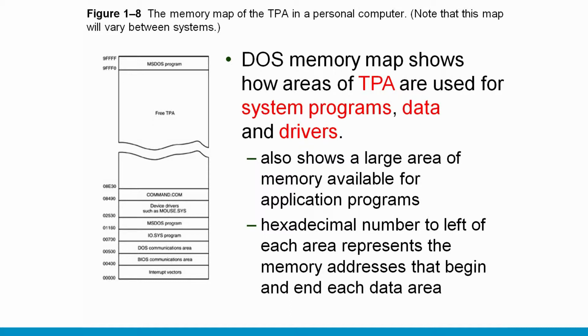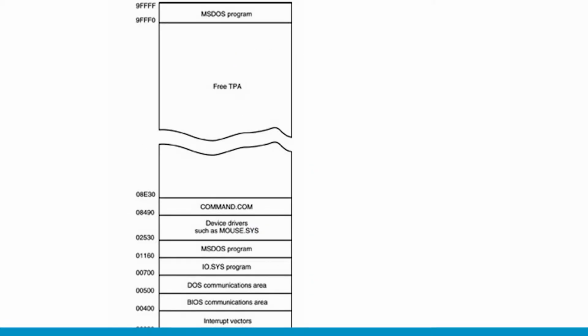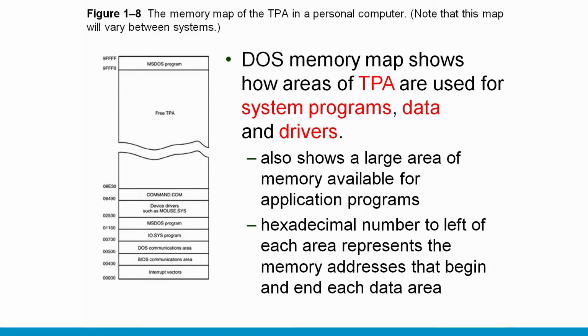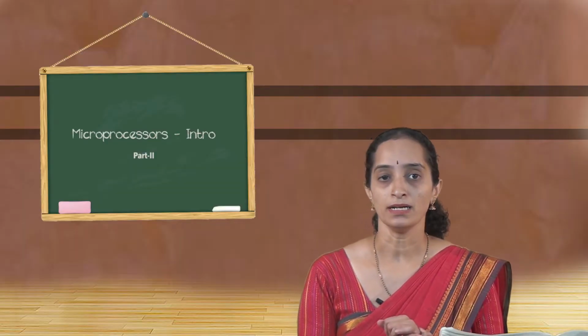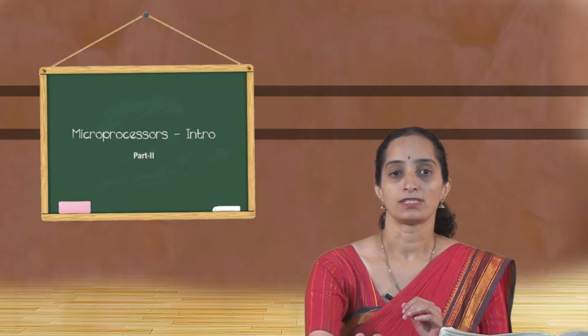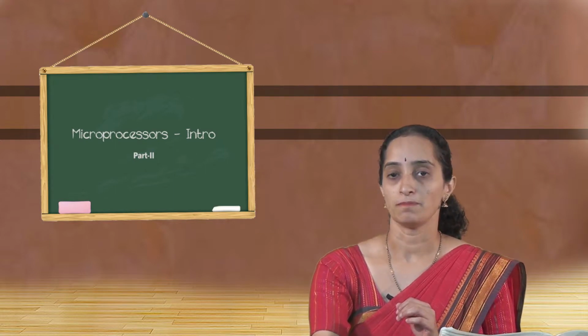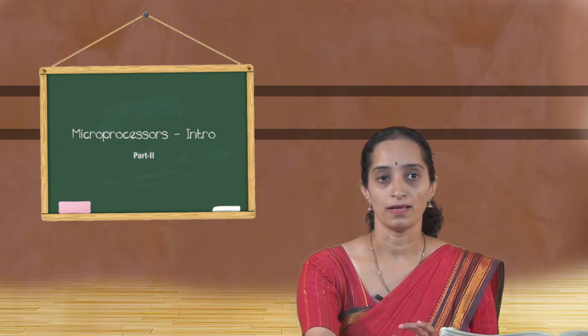On the left hand side of the memory map of the TPA, there will be a numbering system. This numbering system is a hexadecimal numbering system which specifies the memory location or memory address that the particular area of the TPA occupies. So it starts from 0000 to FFFF. To make the memory location representation easier, we will be using the hexadecimal number system. In this we shall be studying more about the components of the transient program area.